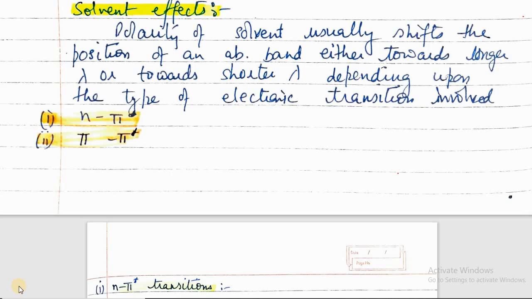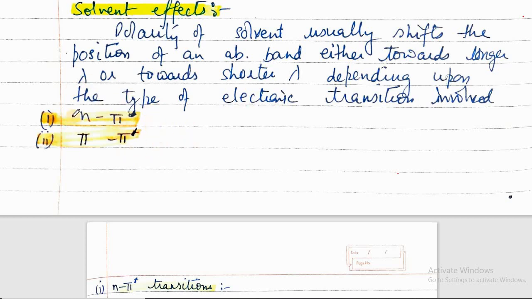Today we will start with solvent effects in UV spectroscopy. That is, the polarity of solvent, and how it shifts the position of an absorption band either towards longer wavelength or towards shorter wavelength, depending upon the type of electronic transitions involved. In this chapter, we are generally doing these two transitions, n to pi star and pi to pi star transitions only.